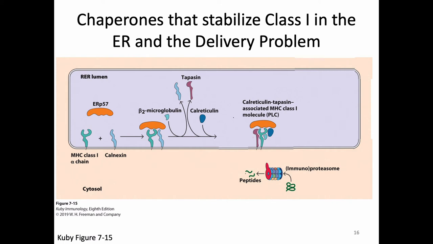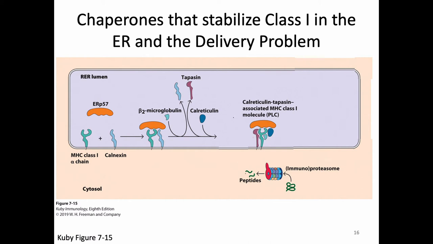So right now, our MHC class 1 and beta-2M are hanging out in the ER along with chaperones. I'm not going to name drop all the chaperones. The only one I'm going to mention specifically is one called tapasin. So tapasin and other chaperones are holding MHC class 1 here. So you can see MHC class 1 is hanging out, ready for the peptides. And the peptides are being made by either the proteasome or the immunoproteasome, depending on the situation.